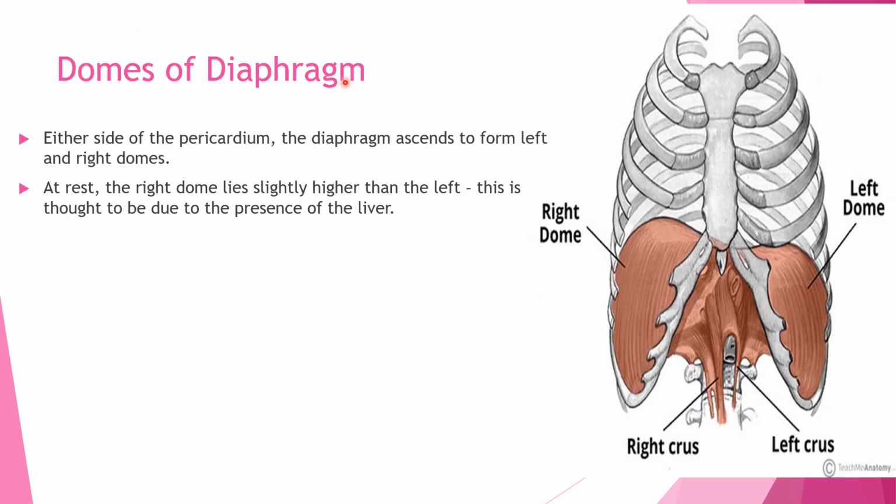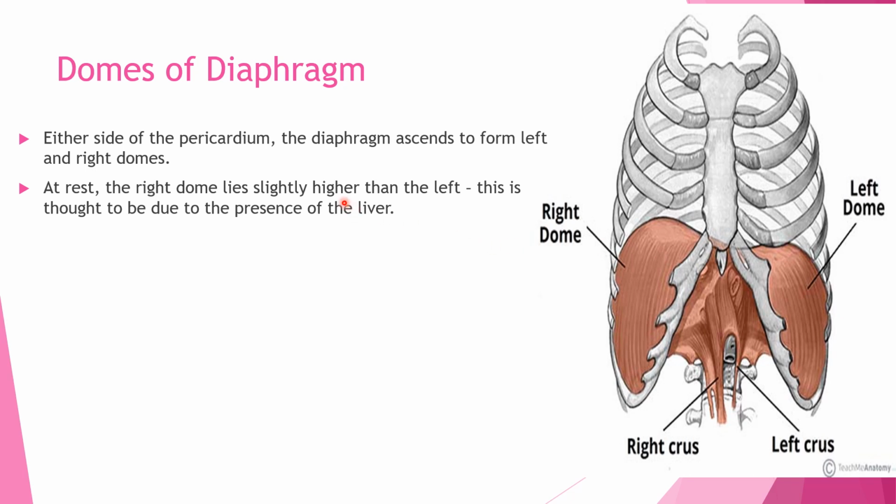About the domes of the diaphragm. On either side of the pericardium, the diaphragm extends to form the left and right domes. A diaphragm has two domes, the right dome and the left dome. In this picture, you can see this is the right dome and this is the left dome, on either side of the pericardium.